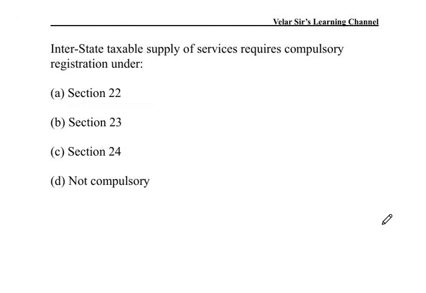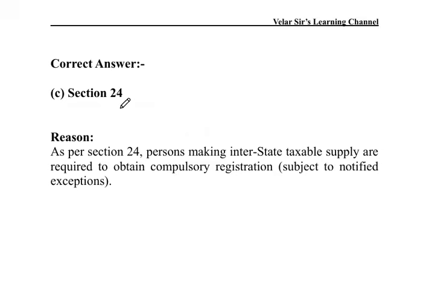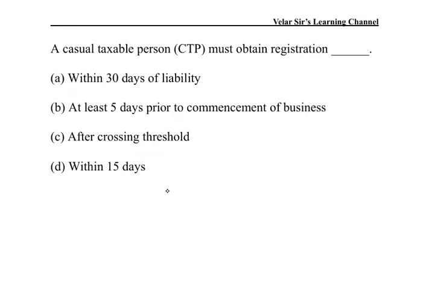The next MCQ is: interstate taxable supply of service requires compulsory registration under which section? Options are given: Section 22, Section 23, Section 24, and D option, not compulsory. The correct answer will be the C option, Section 24. As per Section 24, persons making interstate taxable supply, even for 1 rupee, are required to obtain compulsory registration. This person who is making interstate supply has to compulsorily get registered under GST. Okay.